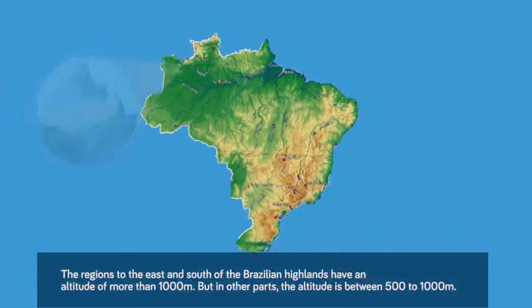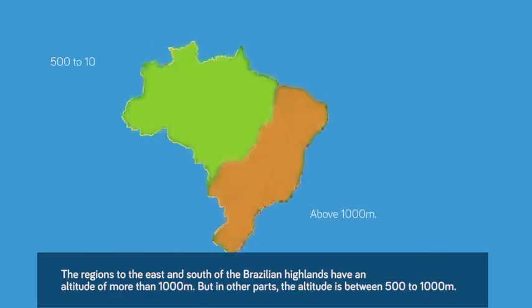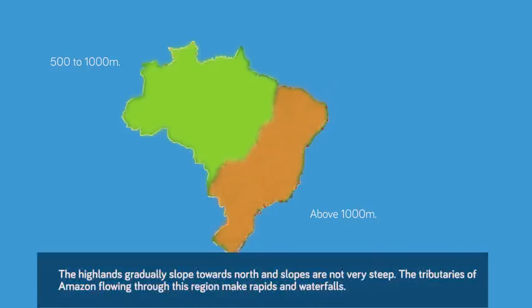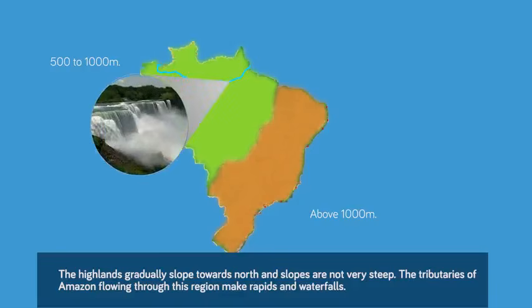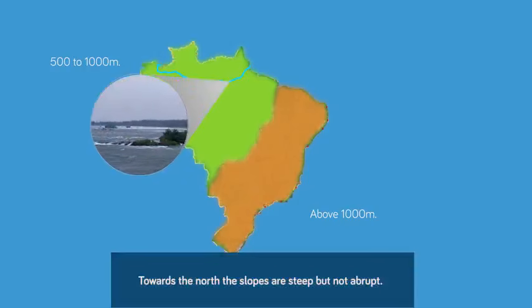The regions to the east and south of the Brazilian highlands have an altitude of more than 1000 meters, but in other parts the altitude is between 500 to 1000 meters. The highlands gradually slope towards north and slopes are not very steep. The tributaries of Amazon flowing through this region make rapids and waterfalls. Towards the north, the slopes are steep but not abrupt.